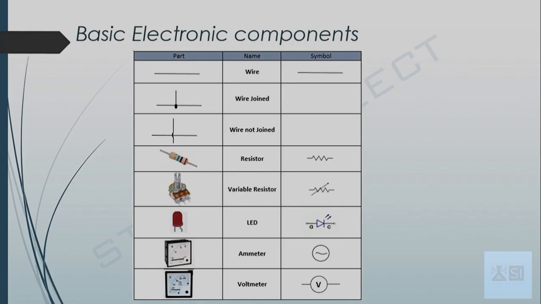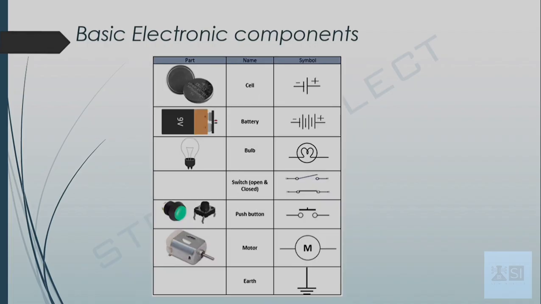So let's move further. The next thing is basic electronic components. I have created a table here where the name of the component, a picture, and the symbol of that particular component are mentioned. You have to remember these symbols, and after practice you will be able to learn all of them, and you can see these symbols in electronic circuits also. So these are the symbols.